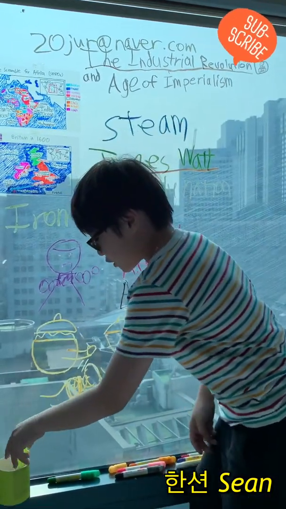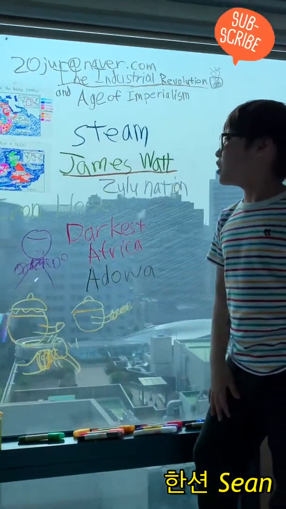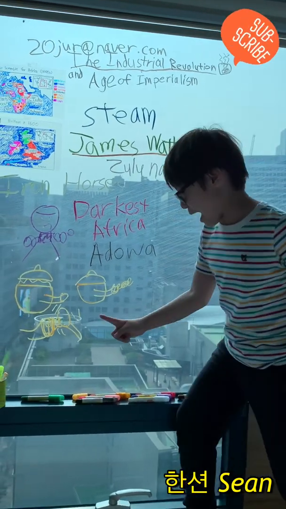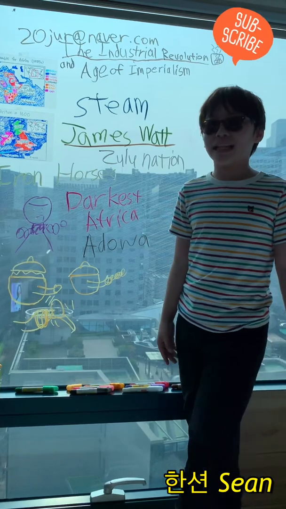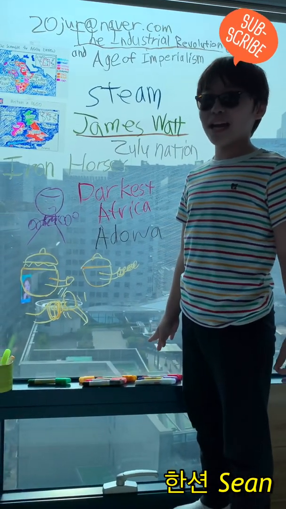And speaking of questions, today's question is, what did James Watt make with his steam power? Is it A, a steam engine, B, a steamboat, or C, a steam time machine?